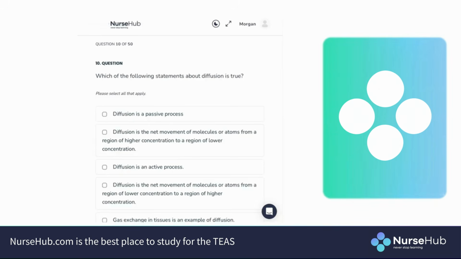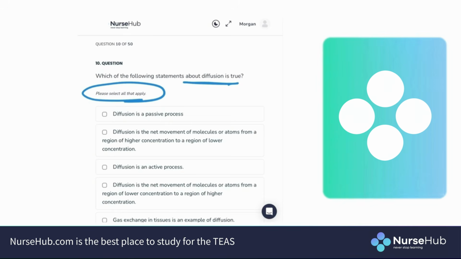Question number 10 asks, which of the following statements about diffusion is true? So here's another one of those examples I was telling you about. It's asking you which of the following statements is true. And then it also asks you, here's another clue, please select all that apply. So there's more than one correct answer here. You're going to be selecting several. So let's start at the top.